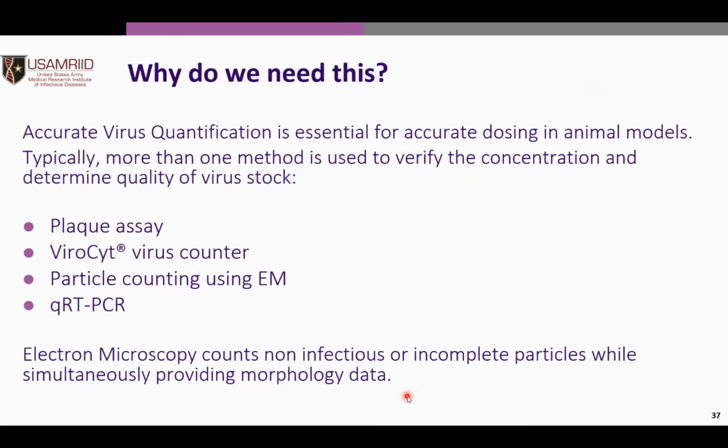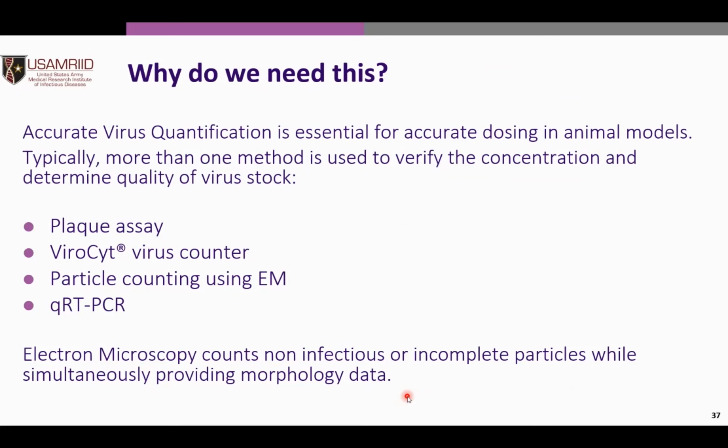They do quantitative PCR on their virus stocks, and they also like to try to do electron microscopy counts on their virus stocks because we could give them morphology data. We also have the ability with electron microscopy to count non-infectious or incomplete particles, which there are some published works out there that indicate the quality of your virus stock, even if it's not necessarily all infectious particles you're dosing your animals with. If there are uninfectious particles, that can affect the outcome of your animal study. So that's information that a lot of people across the Institute are interested in.